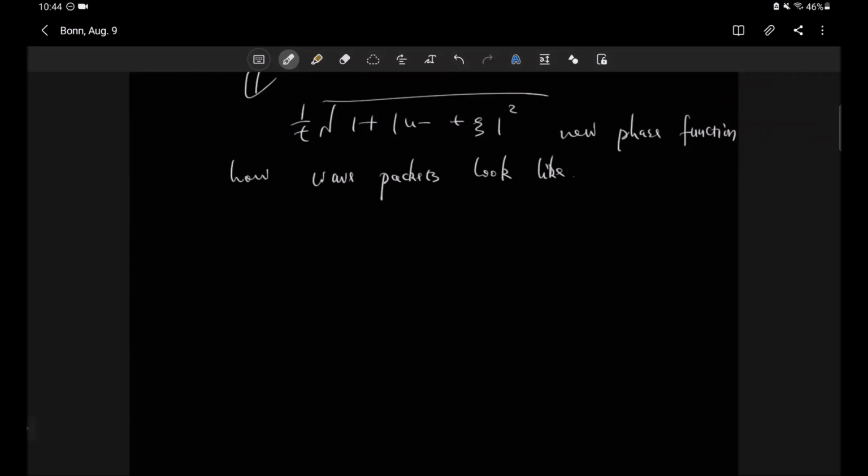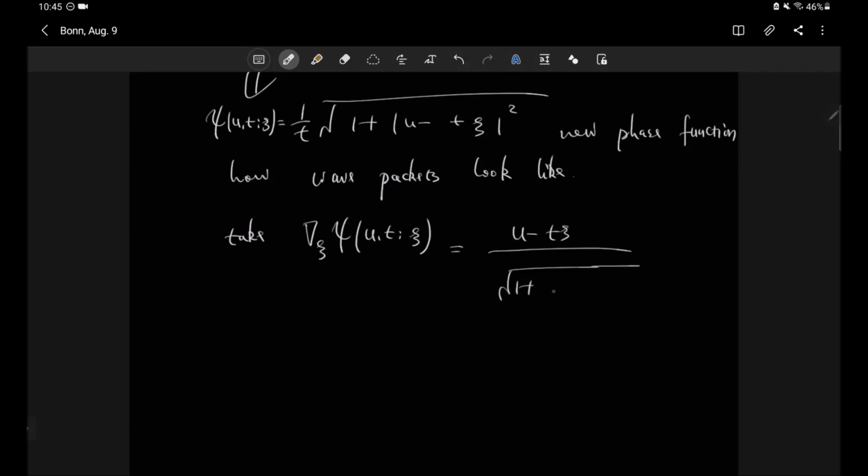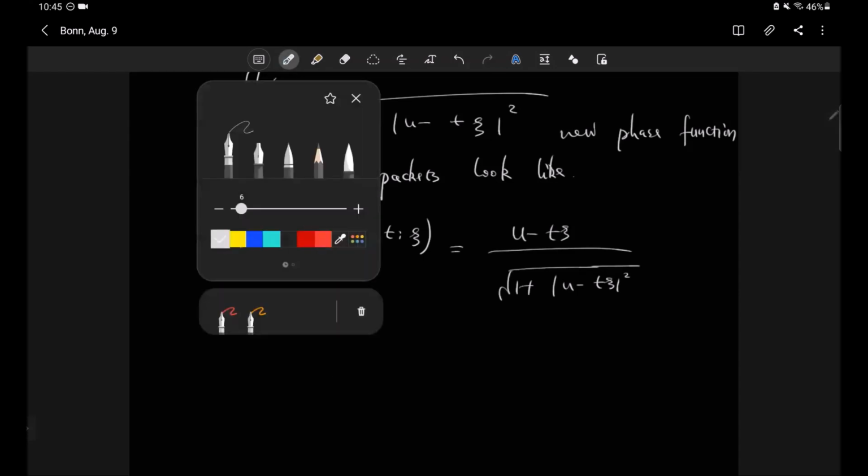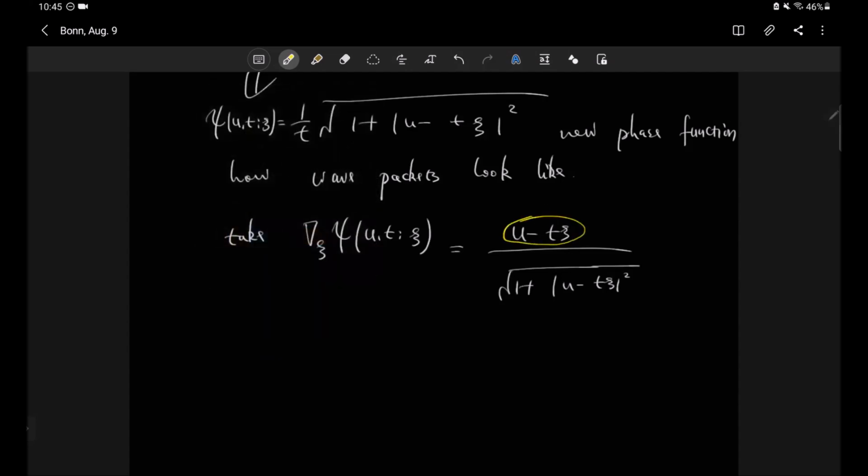To see how wave packets look, we would like to compute the critical points of the phase function, right? What we do is take the gradient in c of the phase function psi(u, t, c). This is exactly u minus tc divided by the square root of 1 plus |u minus tc| squared. This form is not that important. What's important on the right-hand side is that this term always appears as a whole.